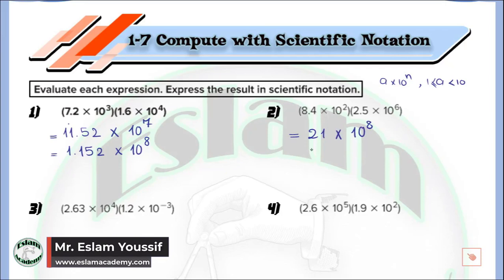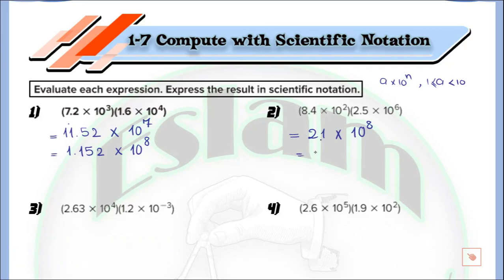Now 21 is not in scientific form. So we just put the decimal point between 1 and 2. So it will be 2.1 times. Now we just move the decimal point one place to the left. It means the power now will be increased by 1. So the answer will be 2.1 multiplied by 10 to the power 9.